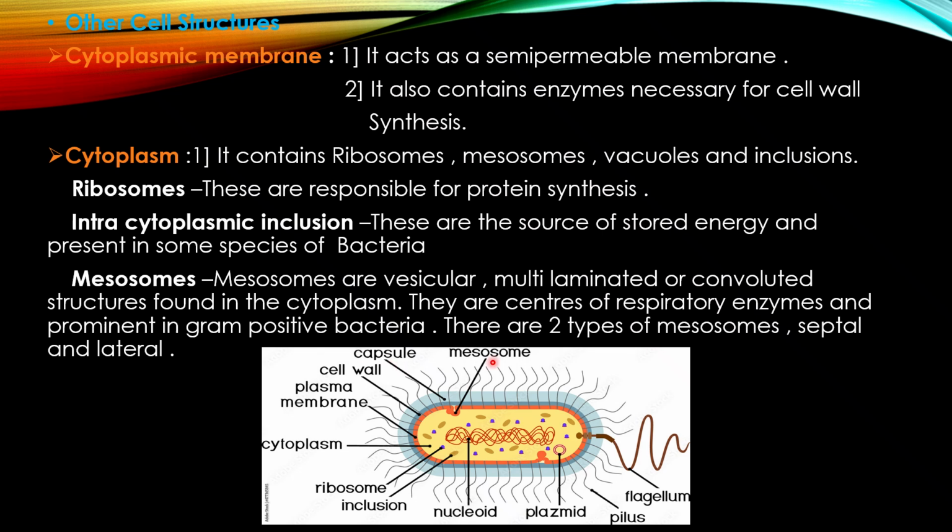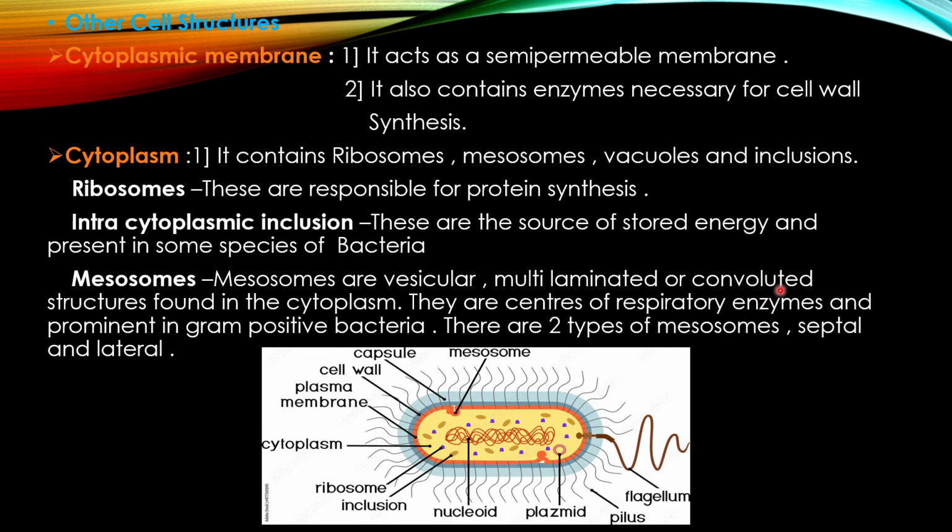So yes, as you can see here, this part of the cell is called mesosomes. The invaginations of the cytoplasmic membrane or plasma membrane are mesosomes. Mesosomes are vesicular, they are vesicle like. They are multi-laminated, meaning they are made up of multiple layers, and they are convoluted, meaning they are coiled structures. They are found in the cytoplasm, and they contain respiratory enzymes.